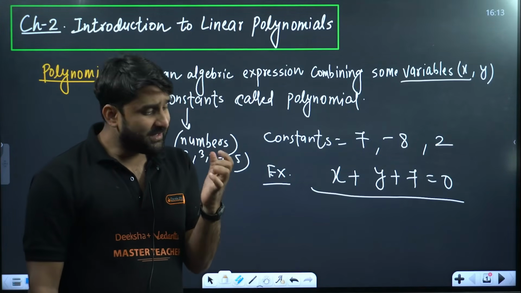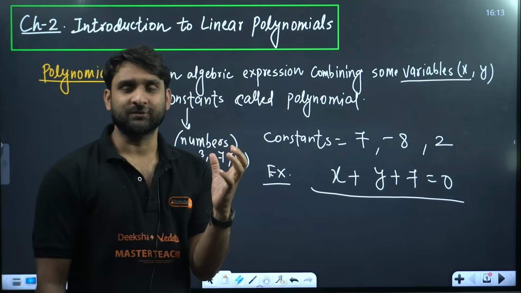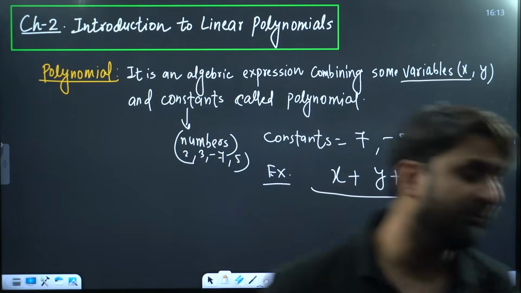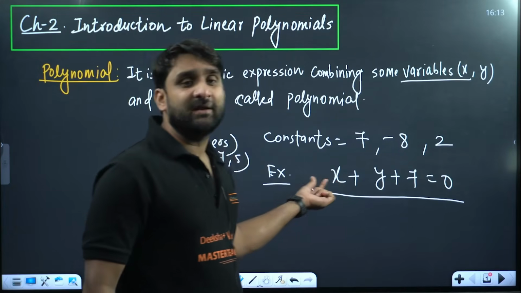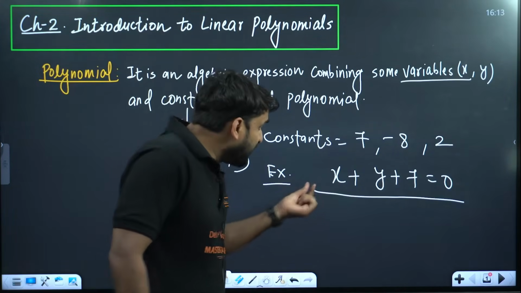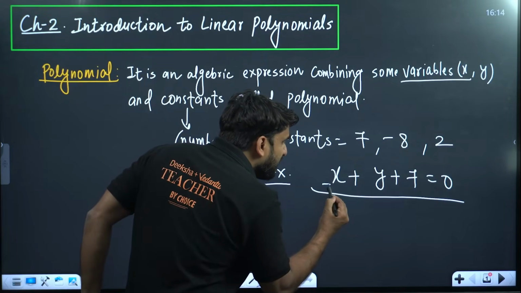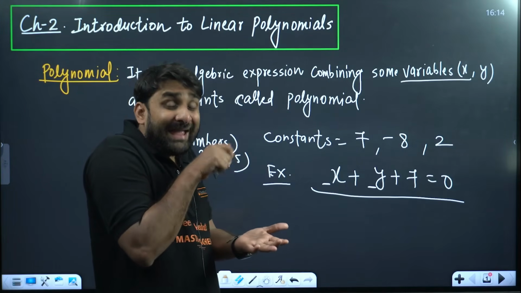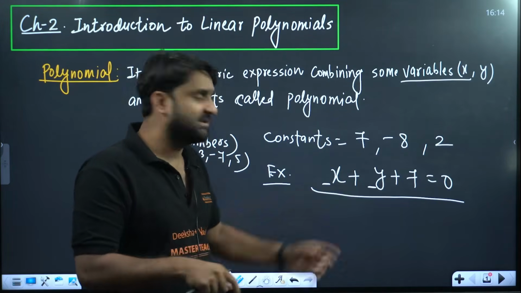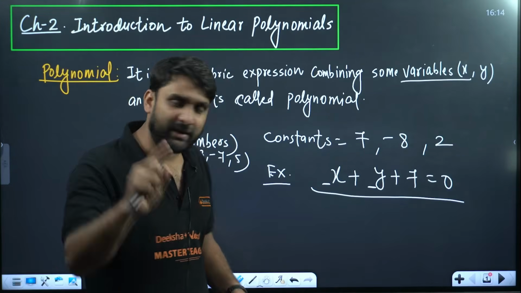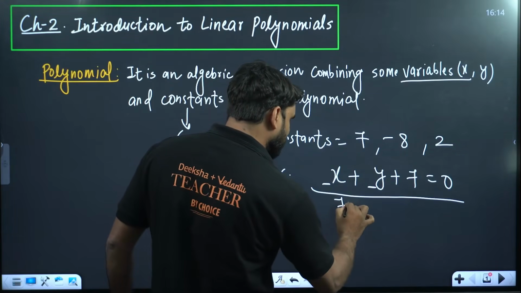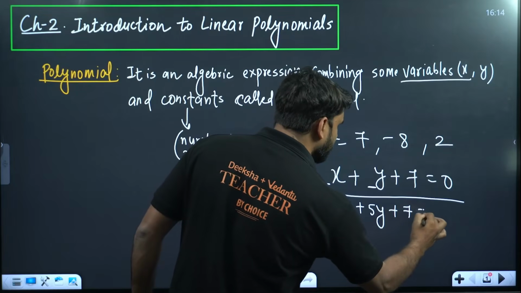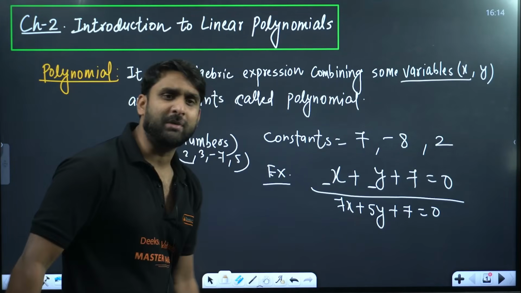Now there are some special terms which will be linked with the variables. So if the variable x is there, if the variable y is there, there will be a constant value which will be attached to the variable. So if there is nothing, it means y, it means there is 1. So if we write here 7x plus 5y plus 7 is equal to 0. Again, this is also a polynomial.